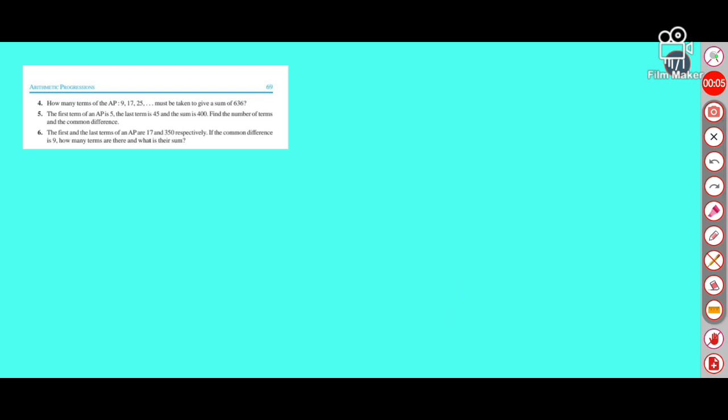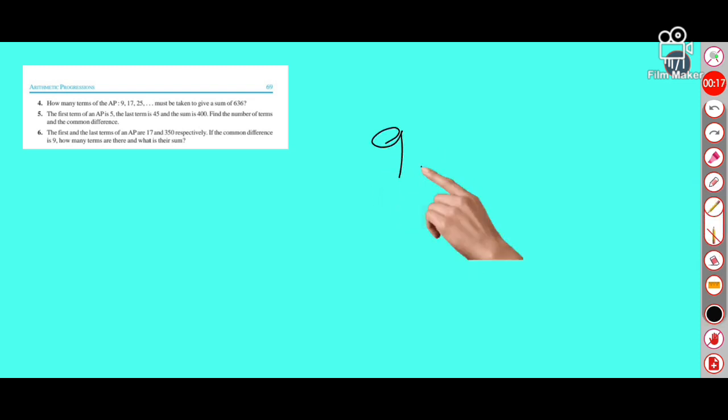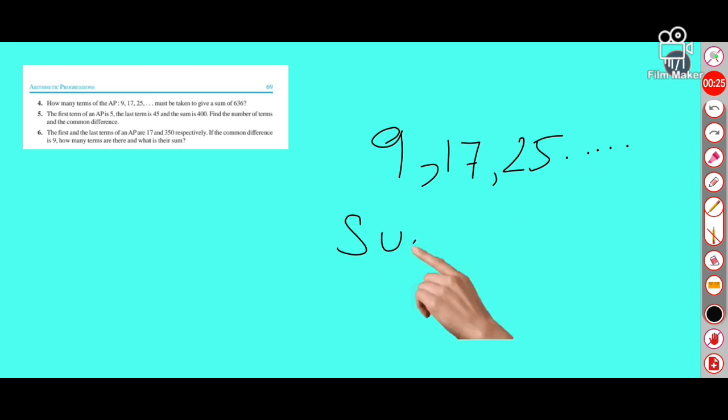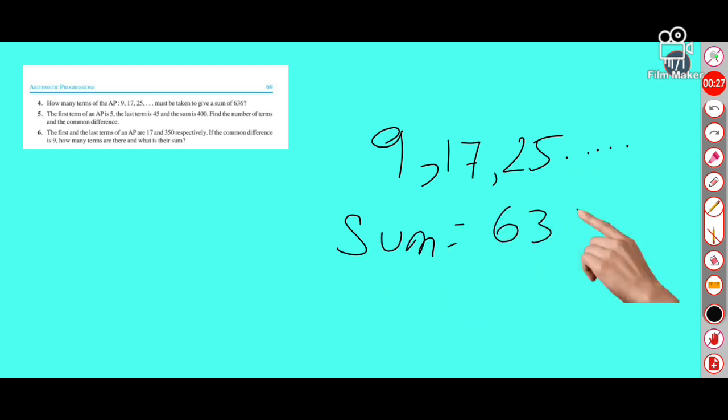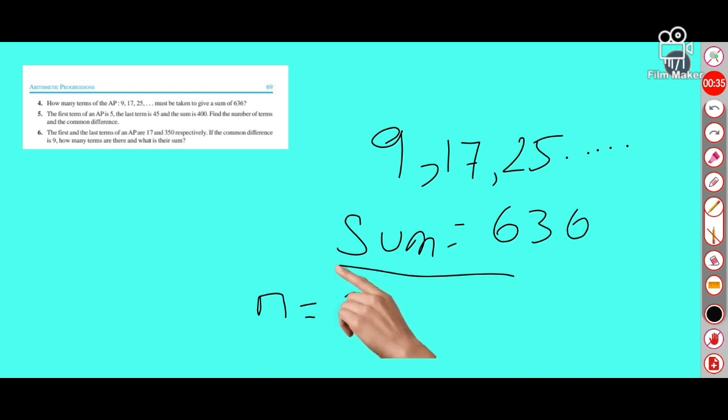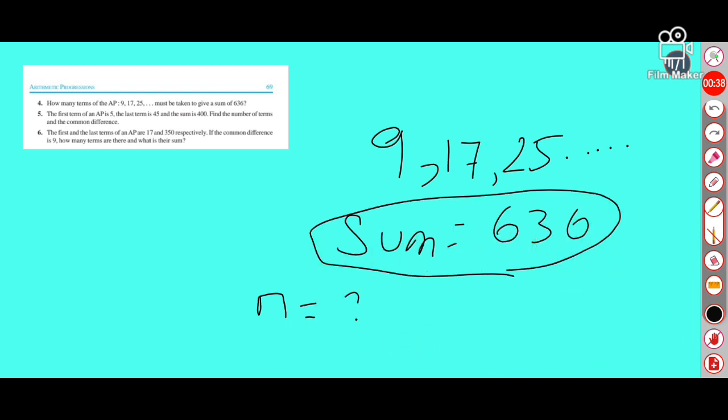Today we are going to see exercise 5.3, fourth question. How many terms of the AP 9, 17, 25 and it goes on must be taken to give a sum of 636? So they are asking the n value. Up to how much it has to go so as to get the sum of 636 is what the fourth question is all about in this exercise 5.3.